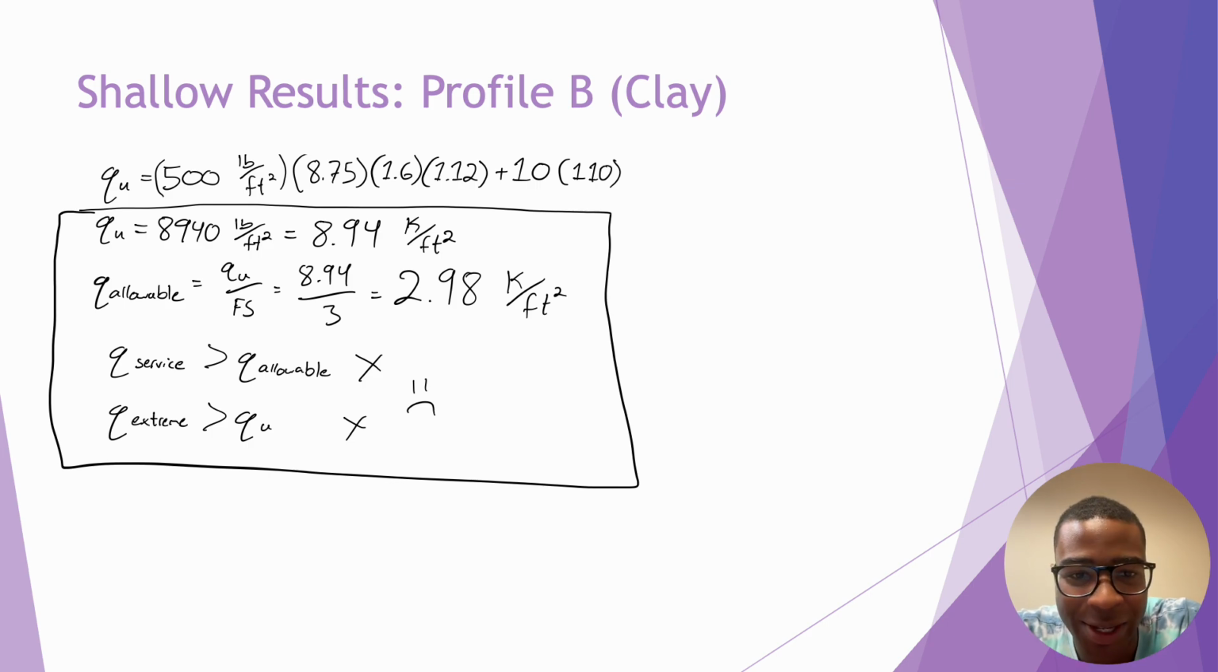And then we plug all those values into the ultimate bearing capacity equation, and here we see that our allowable capacity was 2.98 kips per feet squared, and our ultimate was 8.94 kips per feet squared. So both of these values are less than their respective loads applied to the bridge, so here the clay profile isn't going to work for us.